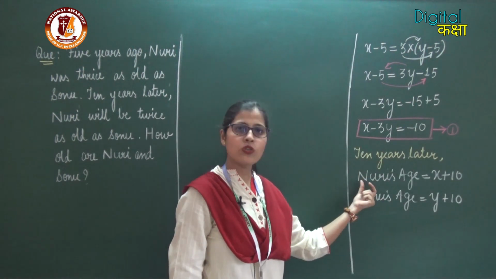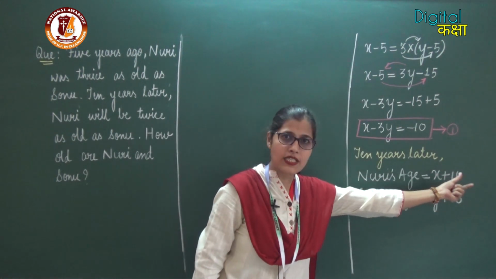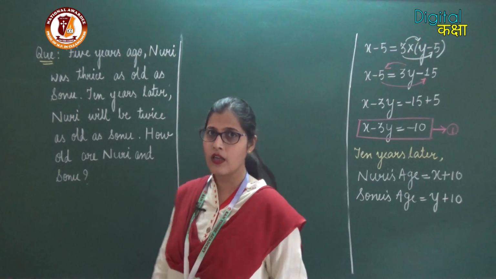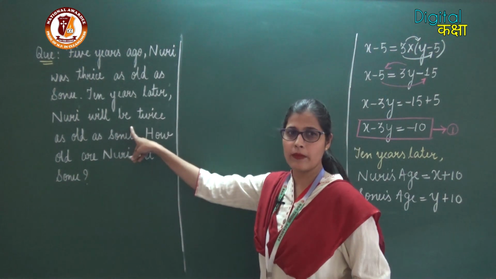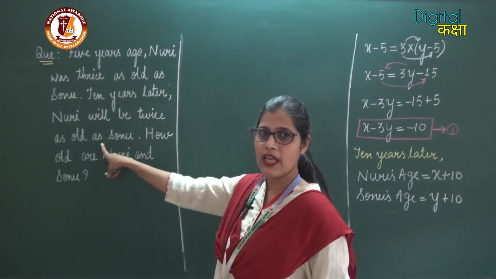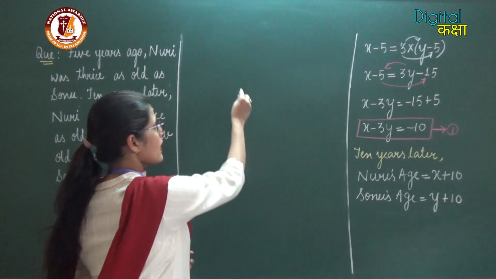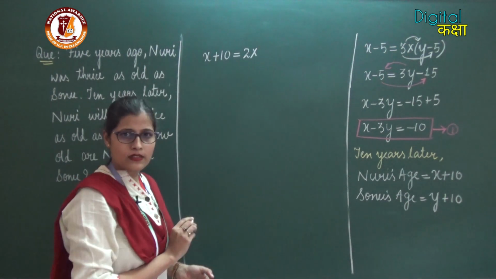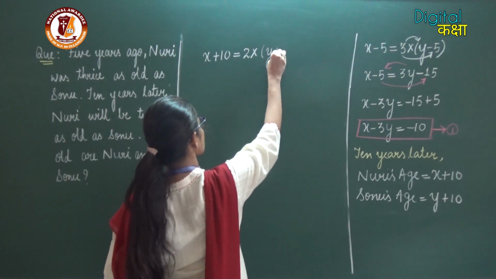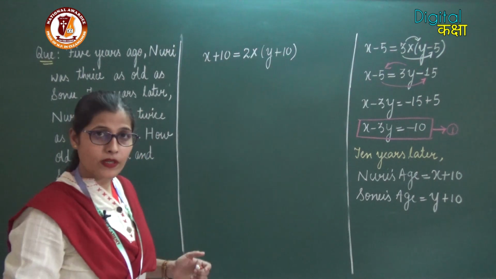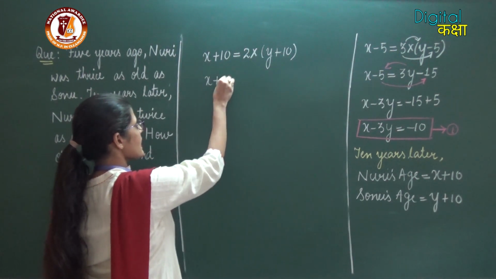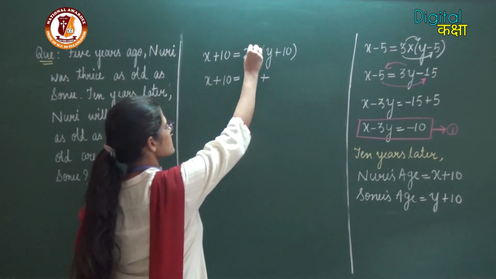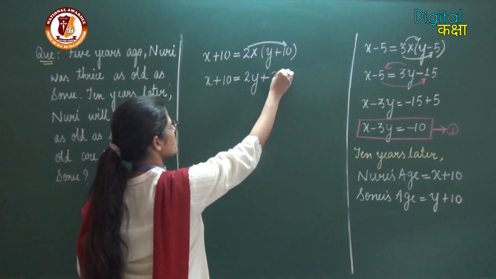10 years later, Noori's age will be x plus 10 and Sonu's age will be y plus 10. According to the question, Noori will be twice as old as Sonu. Therefore, x plus 10 equals 2 times y plus 10. Now we will be simplifying it further. So x plus 10 equals 2 into y will be 2y plus 2 into 10 will be 20.